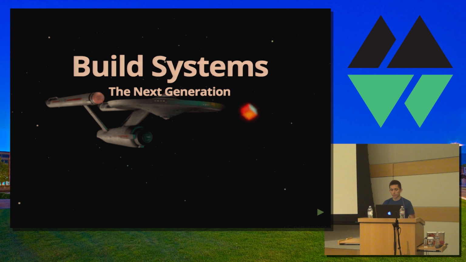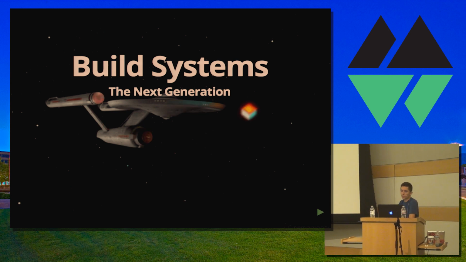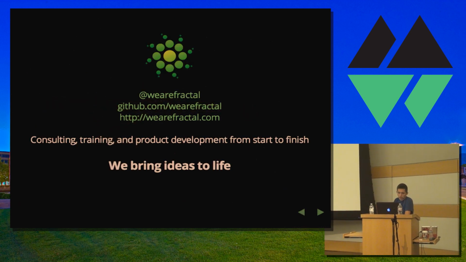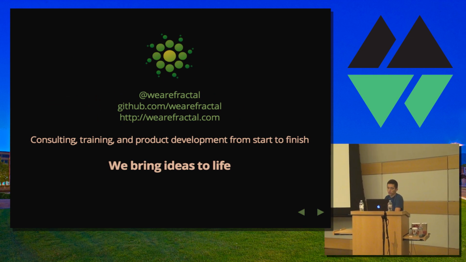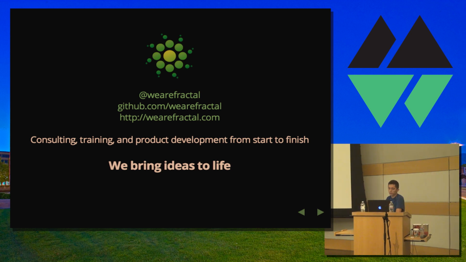So I'm going to be talking about build systems. Everybody can sit down now. So, build systems, the next generation. Quick plug, I work at a JavaScript shop based out of Phoenix called Fractal. If you do a lot of open source JavaScript stuff, you've probably heard of us. We have around 150 open source projects, 140 of which are node modules. So we're pretty high up there when it comes to that.